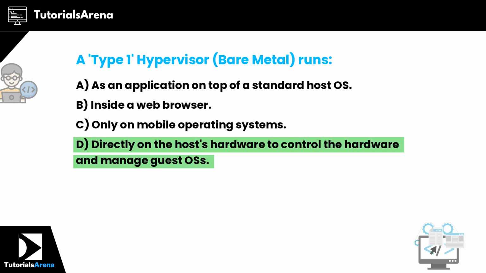A Type 1 hypervisor, bare metal, runs. The correct answer is option D, directly on the host's hardware to control the hardware and manage guest OSs.